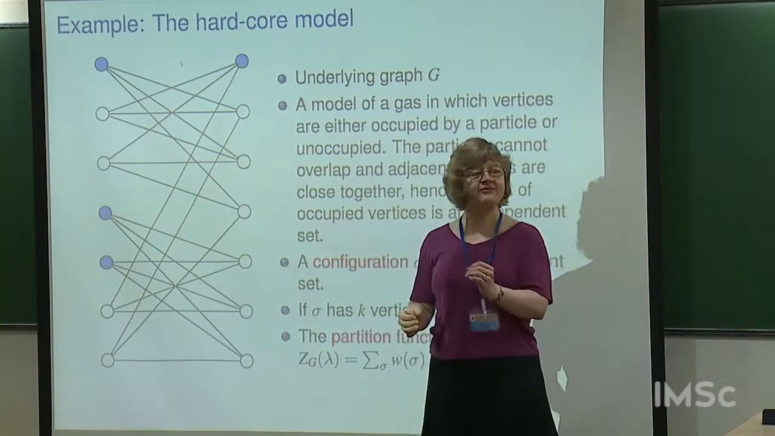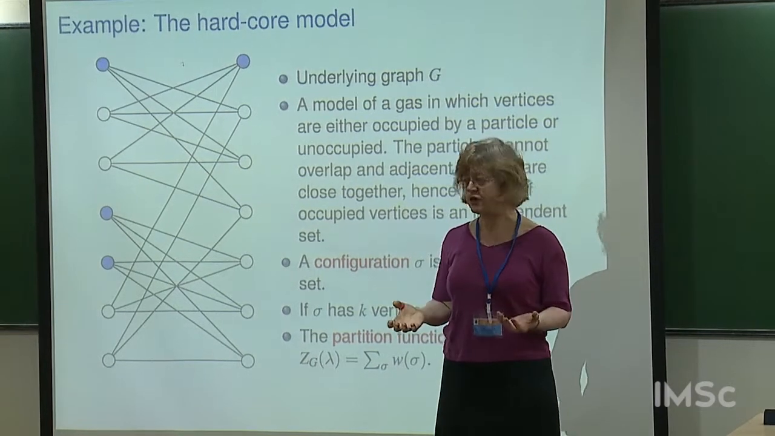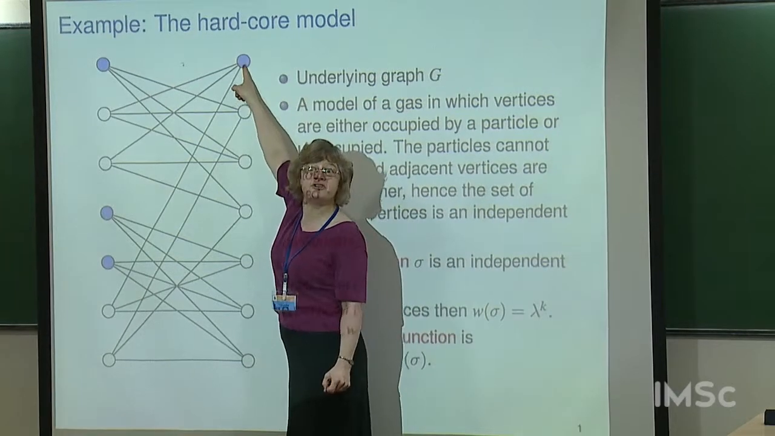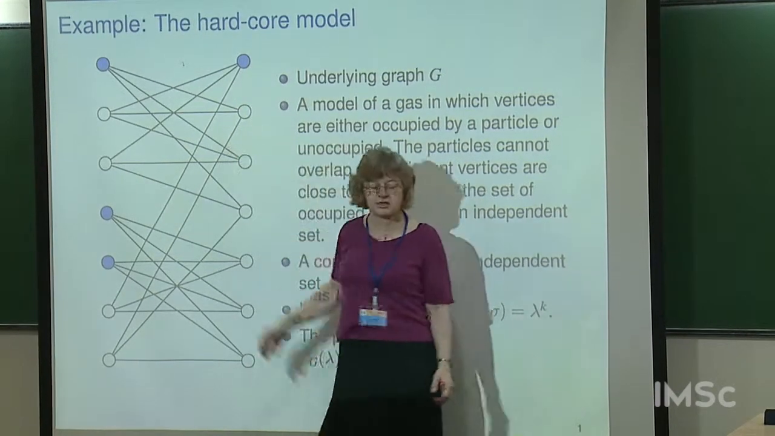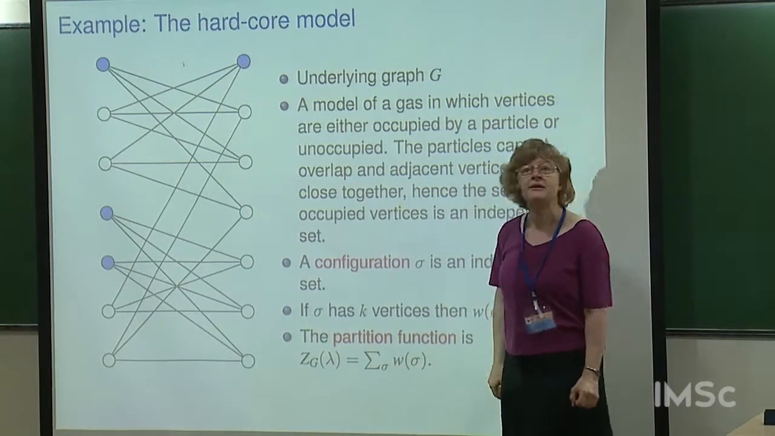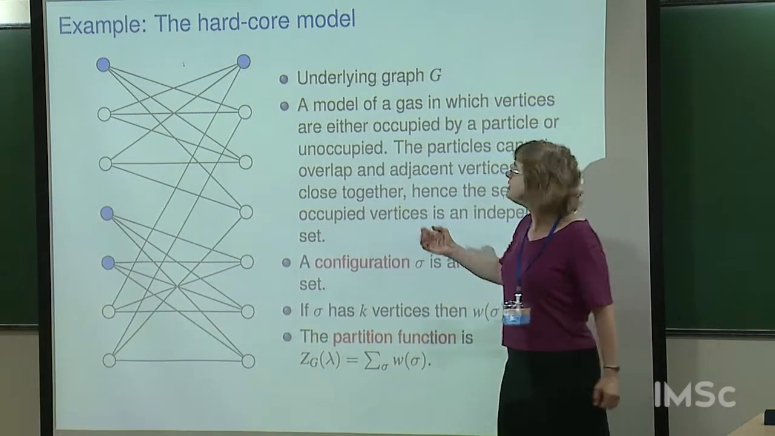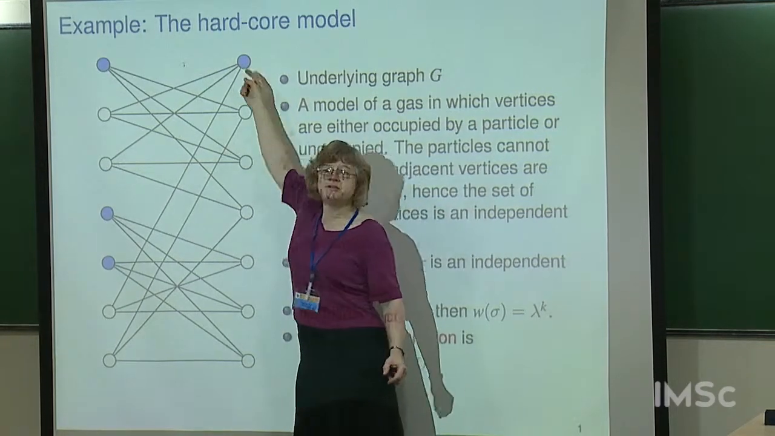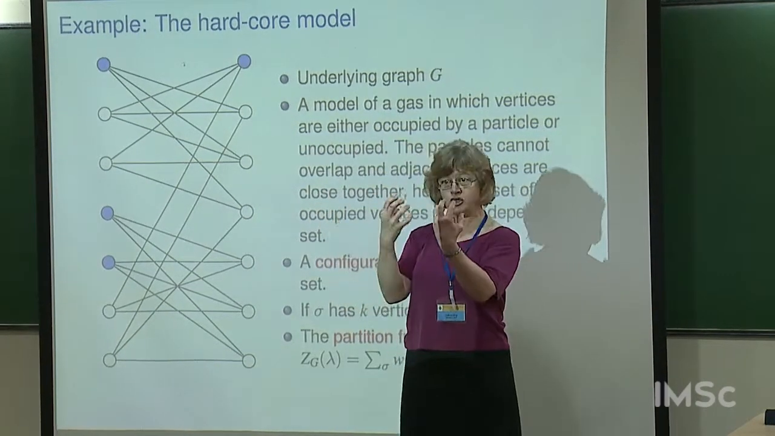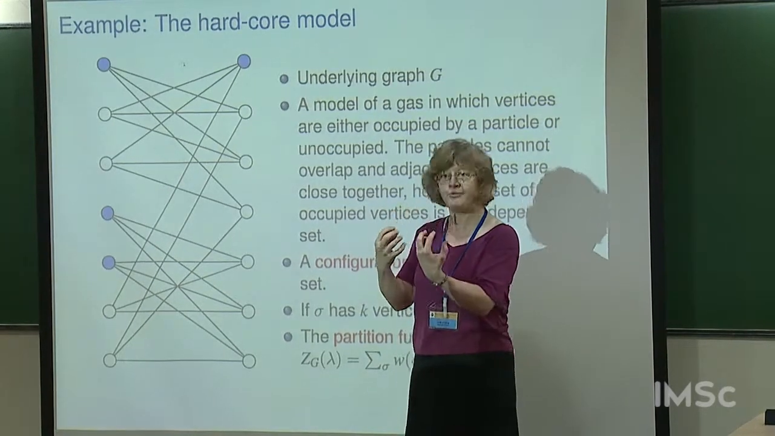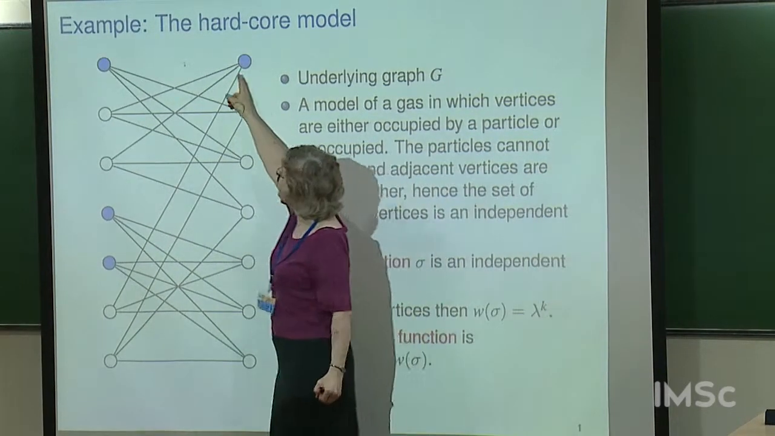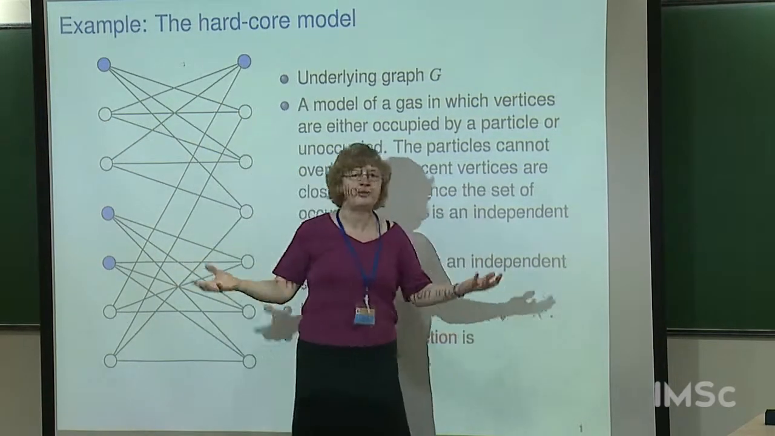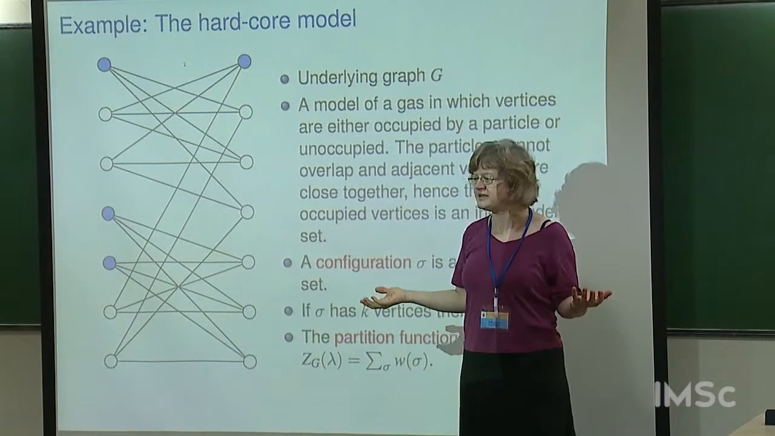The hardcore model is a model of a gas that lives on a lattice. The different sites of the lattice can be occupied or unoccupied. In my pictures, I color a vertex if it's occupied, and I leave it uncolored if it's unoccupied. The idea in this model is that these particles take up a lot of space, so if they're too close to each other, they can't both be occupied. An edge denotes closeness. So for example, I can't have this one and that one both occupied. So configurations are independent sets.